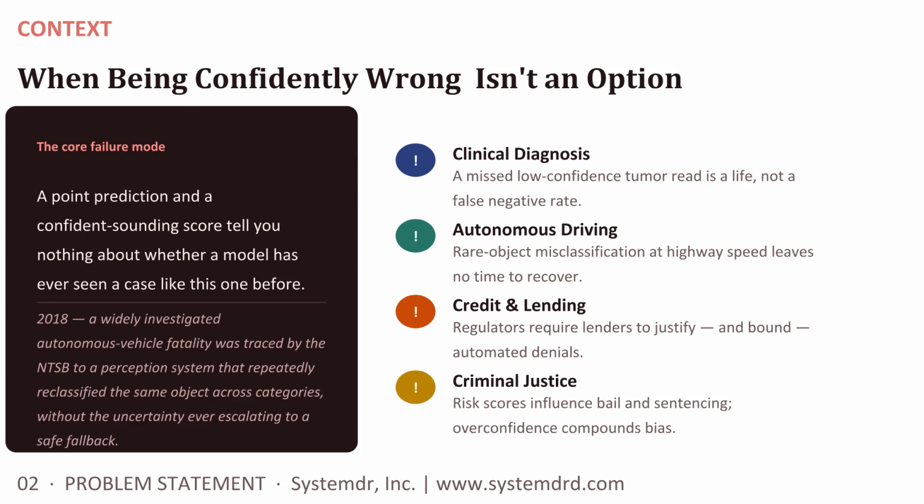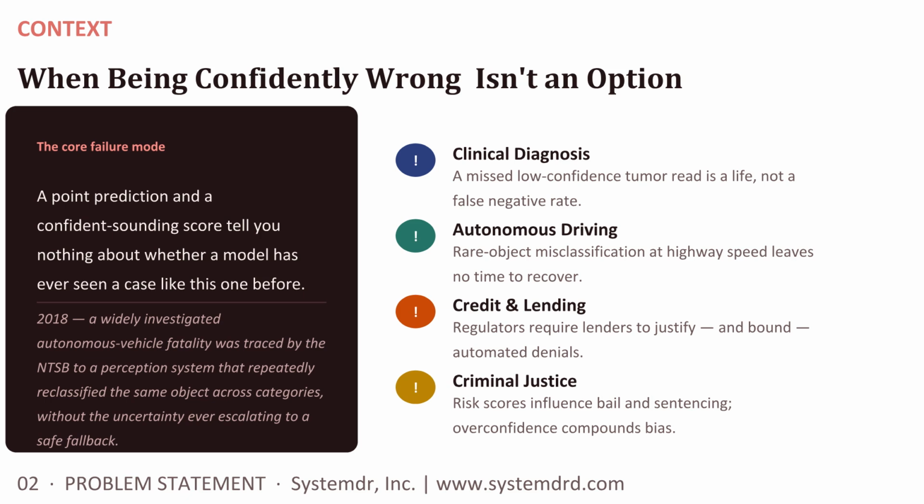I want to ground this in something real. In 2018, a widely investigated autonomous vehicle fatality was traced by the NTSB back to a perception system that repeatedly reclassified the same object across categories, vehicle, bicycle, unknown, right before the collision, without that uncertainty ever escalating to a safe fallback behavior. That's epistemic uncertainty going unhandled, not at the model level, but at the systems level.